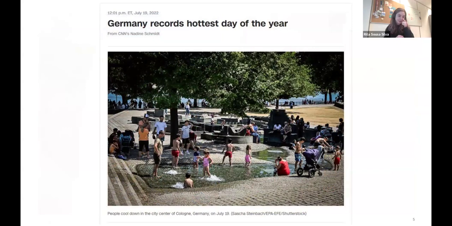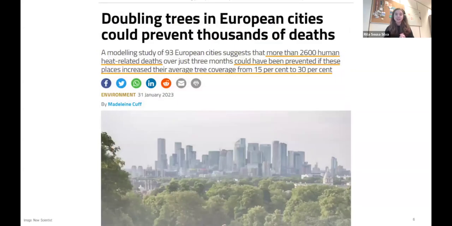So it was all over the news. And if you look at this picture, also in the news about Germany having the hottest day of the year, if you look at where people are standing or sitting, it is under a tree and close to the water. So this is something that people do naturally, right? If it's too hot, you try to find shade. And if you are outside, most often you find these places under a tree.